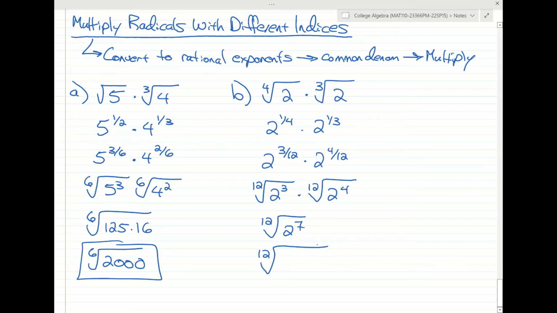And 2 to the 7th is 128. That's how you combine those. That's as far as I want to get with radicals tonight. We have a couple other things to talk about, Pythagorean theorem and circles, but in our next lesson we'll be going a little bit more in depth with radicals, adding and subtracting, multiplying and dividing. For tonight, that's it there.